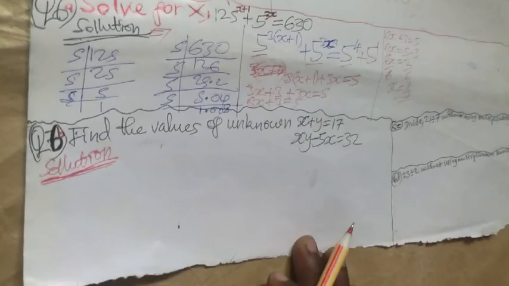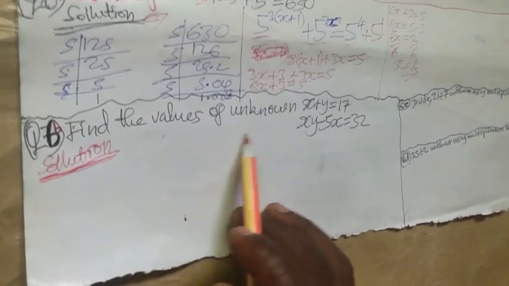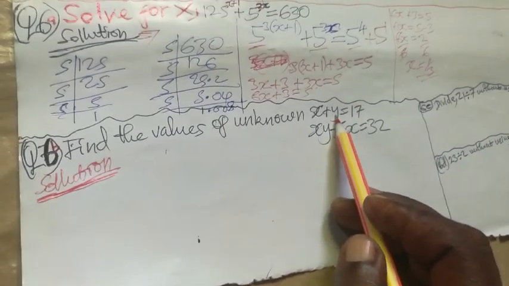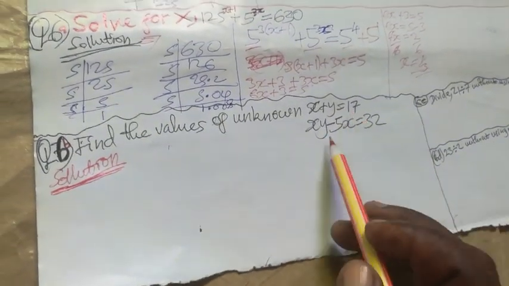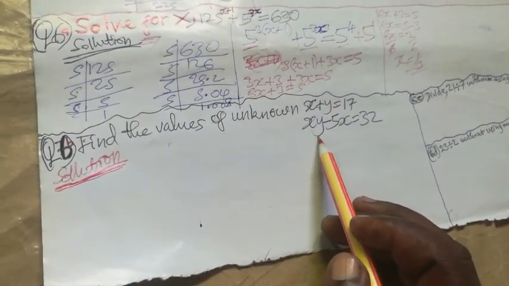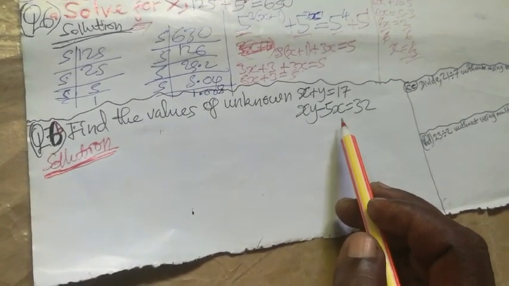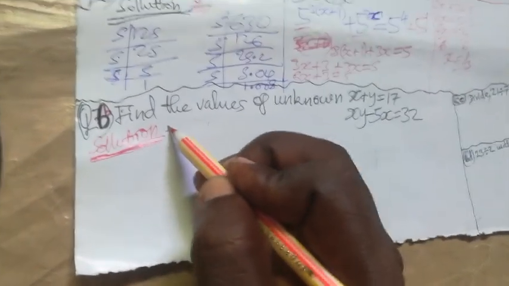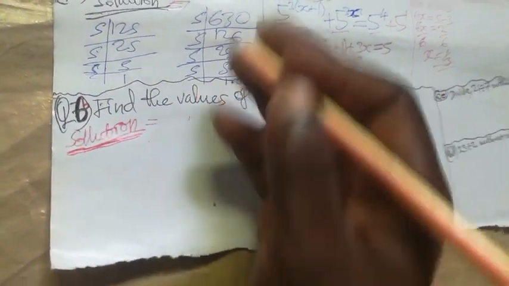Now for question number 6b, we find the values of the unknowns x and y. x plus y is equal to 17. x times y minus 5x is equal to 32. Here we say solution.